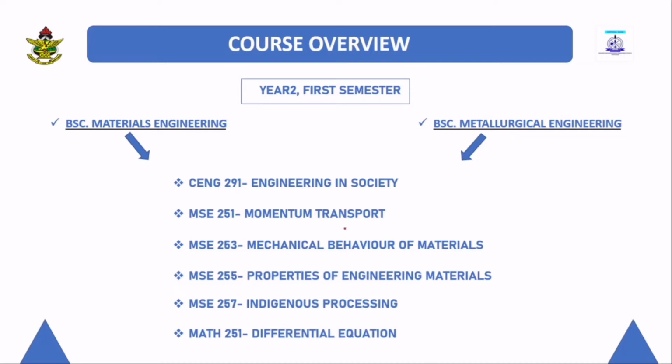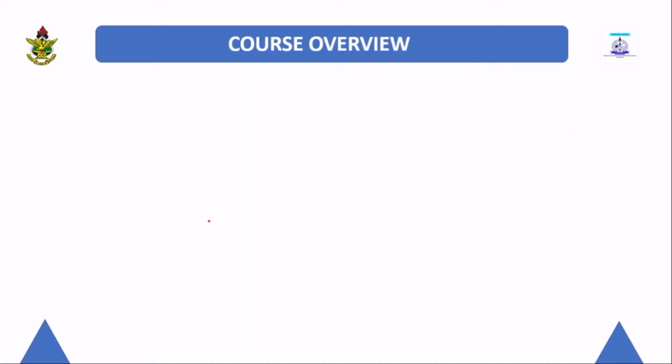As you can see from here, the codes use MSc. So if you are doing a course in materials engineering or metallurgical engineering, you have this code MSc. It means that these courses are offered for both materials engineering and metallurgical engineering. So let's take the courses one by one.